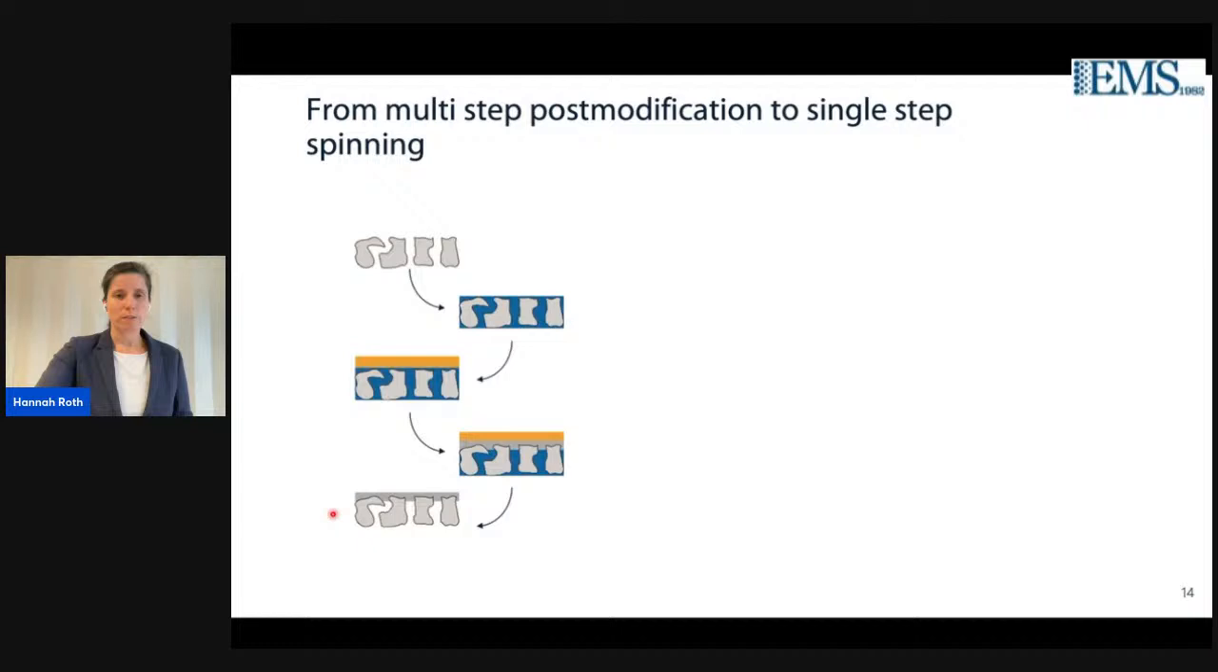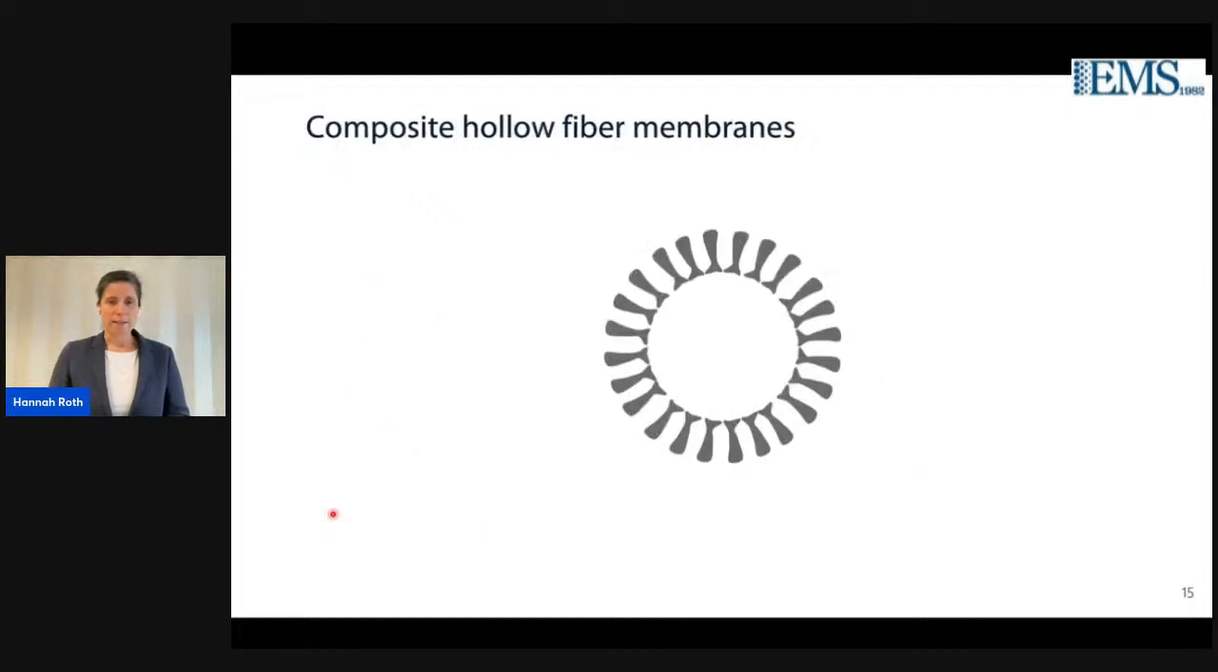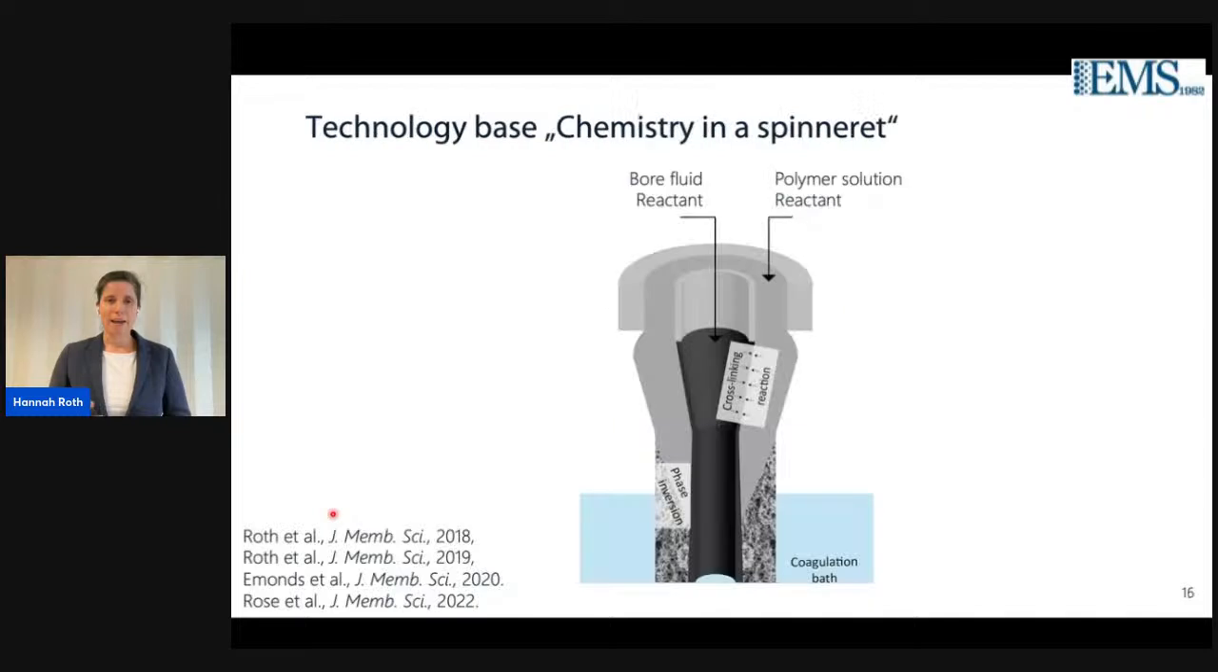And our idea was to find a way to do this directly in one single step, to make hollow fiber membranes coated with a different material on the surface. And the idea is to have this on the inside of the hollow fiber, as this is most difficult to reach.